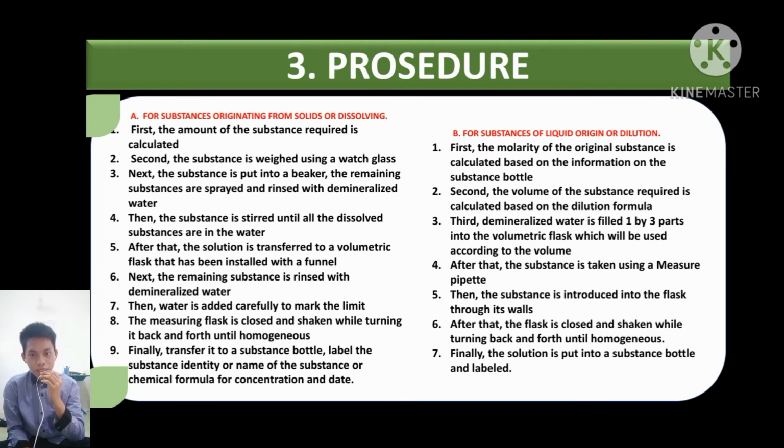After that, the substance is taken using a measuring pipette. Then, the substance is introduced into the flask as well. After that, the flask is closed and shaken while turning back and forth until homogeneous. Finally, the solution is poured into a substance bottle and labeled.